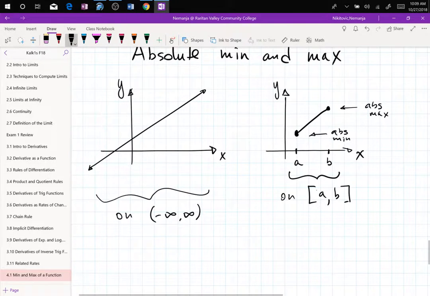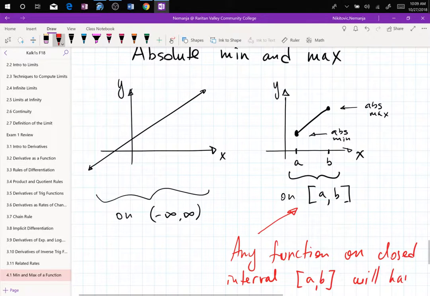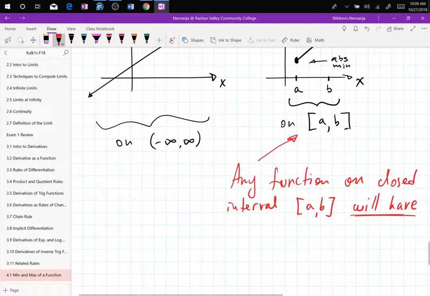So, in red, over here I'm going to say any function on closed interval AB will have ABS max and ABS min.